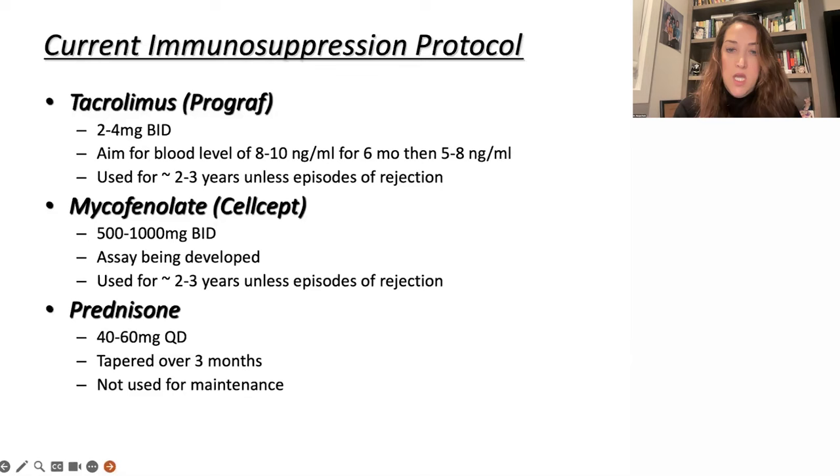These patients require frequent blood level monitoring of their tacrolimus level. We monitor for systemic toxicity. We monitor their kidney function tests and so on. So they're under close monitoring throughout as long as they're on these medications.